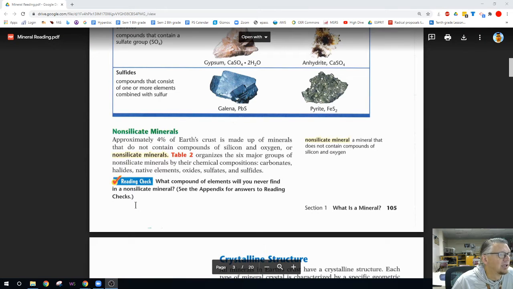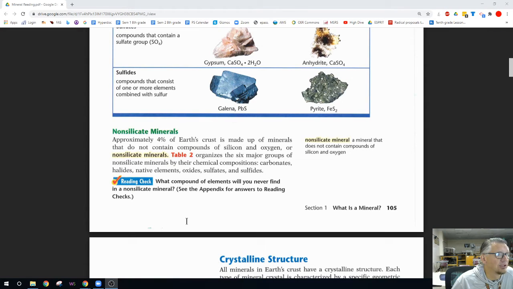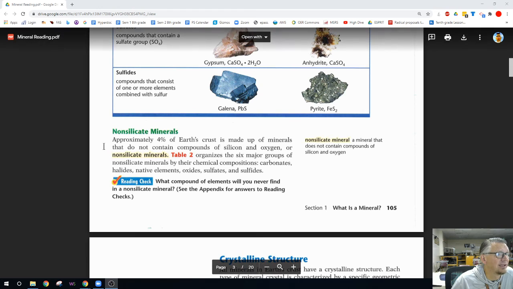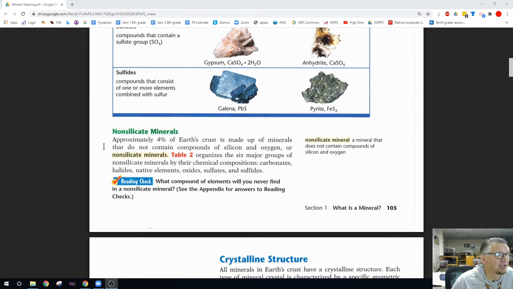Non-silicate minerals. Approximately 4% of the Earth's crust is made up of minerals that do not contain compounds of silicon and oxygen, or non-silicate minerals. Table 2 organizes the 6 major groups of non-silicate minerals by their chemical composition: carbonates, halides, native elements, oxides, sulfates, and sulfides.